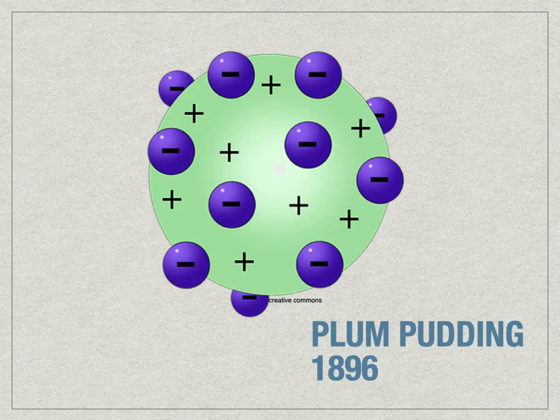When last we looked at the atom, we were looking at J.J. Thomson's plum pudding model, where after the discovery of electrons, he stated that the atom is this sphere of delocalized positive charge, and that electrons were stuck in the atom like raisins in plum pudding. And so with this model of the atom, we move on to a student of J.J.